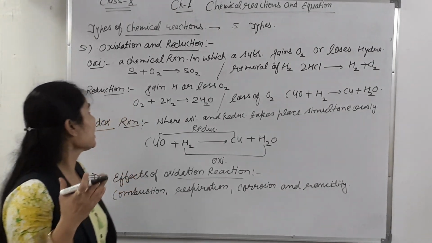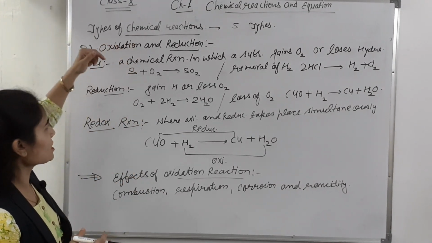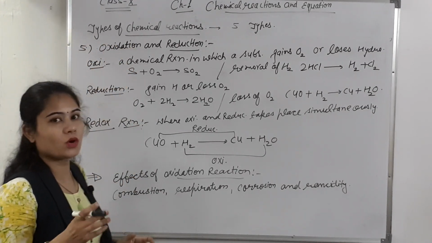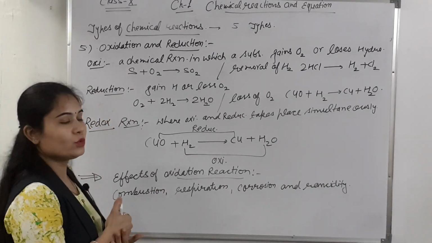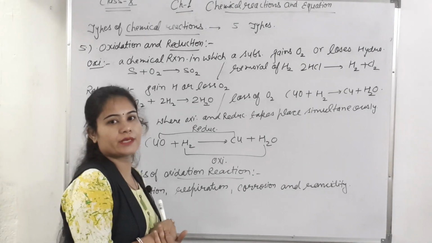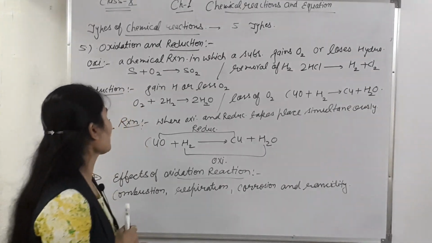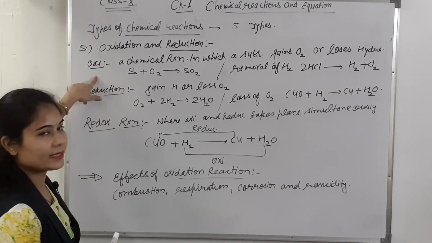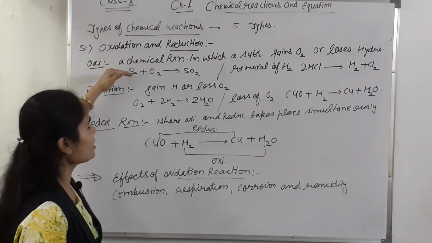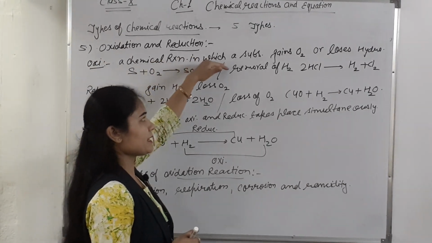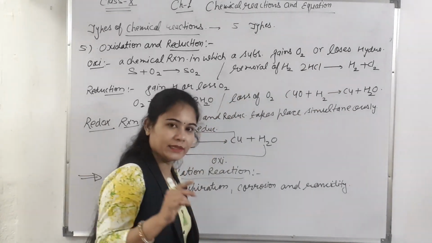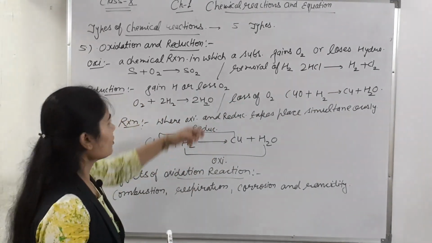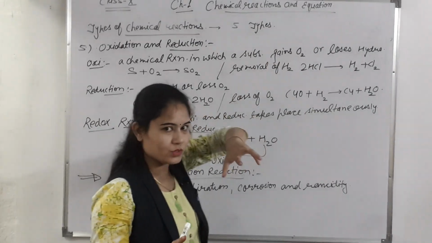Now the last reaction type of chemical reactions. This is the last one, the fifth type, that is oxidation and reduction. Firstly we have to know what exactly oxidation and reduction are. We take oxidation first: a chemical reaction in which a substance gains oxygen or loses hydrogen. That means this relates to oxygen and hydrogen.